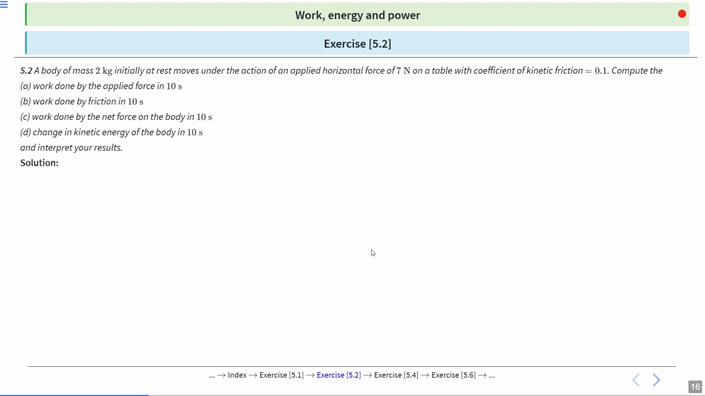So let's see the solution of this question. Given: mass of the body m is equal to 2 kg. Applied force 7 Newton. Coefficient of kinetic friction is 0.1, and initial velocity is 0 because initially the body is at rest. So the initial speed is 0. Time t is equal to 10 seconds.